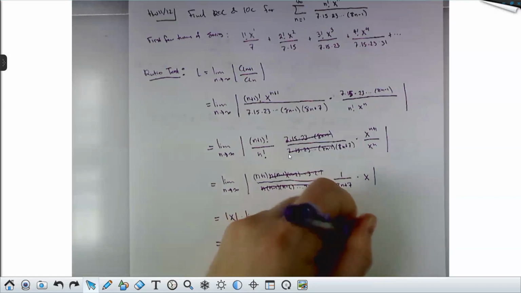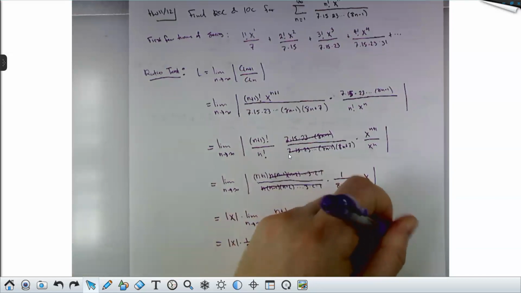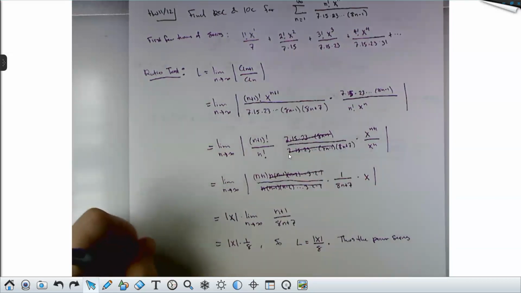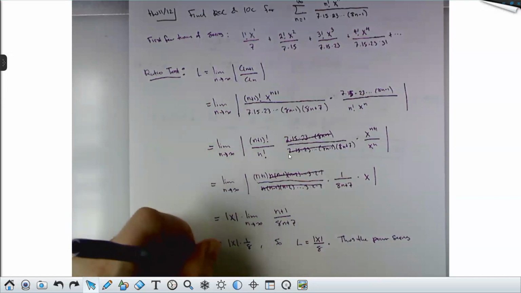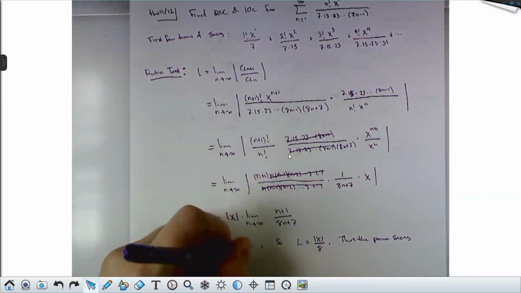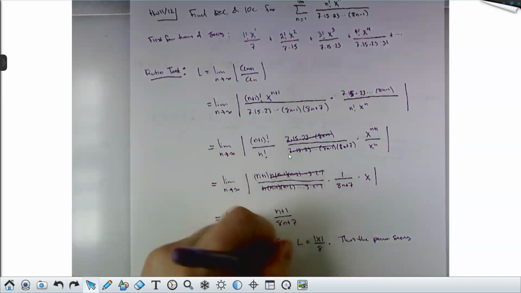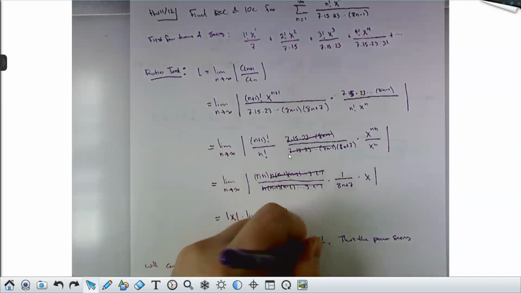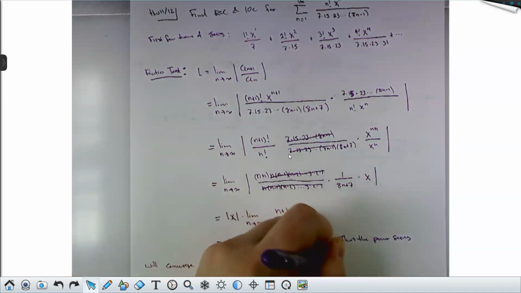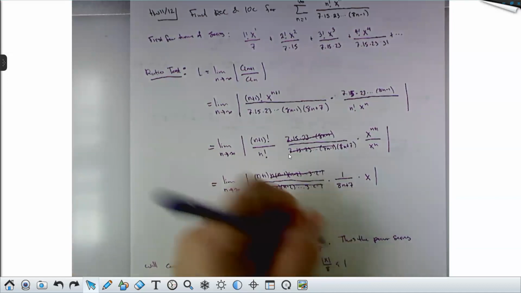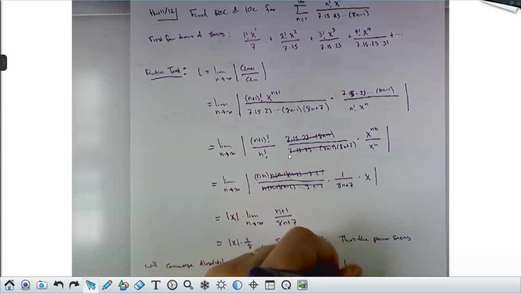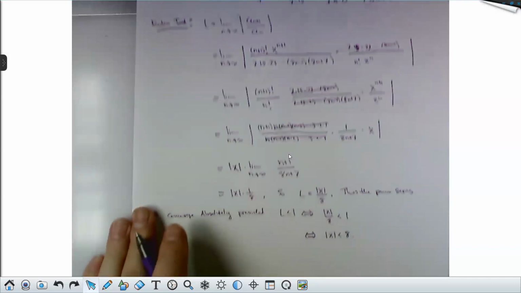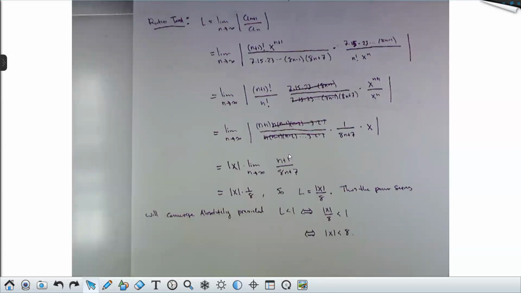Thus, the power series will converge absolutely, provided L is strictly less than 1, which means the absolute value of x over 8 is strictly less than 1, which means the absolute value of x is less than 8. Pause here. What's my radius of convergence? 8. 8. Very good.